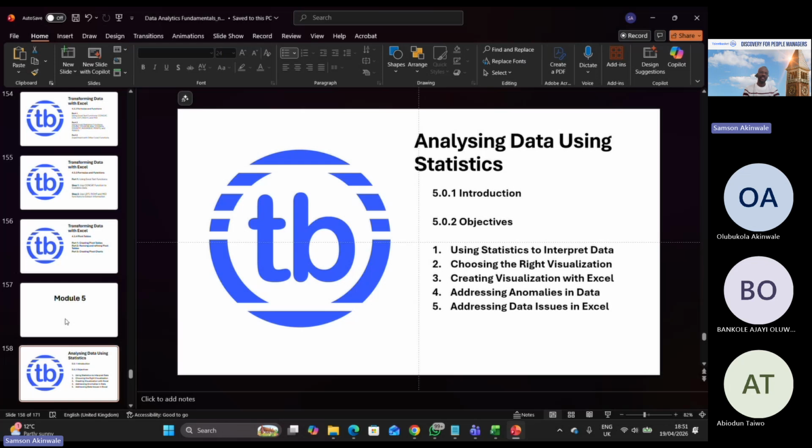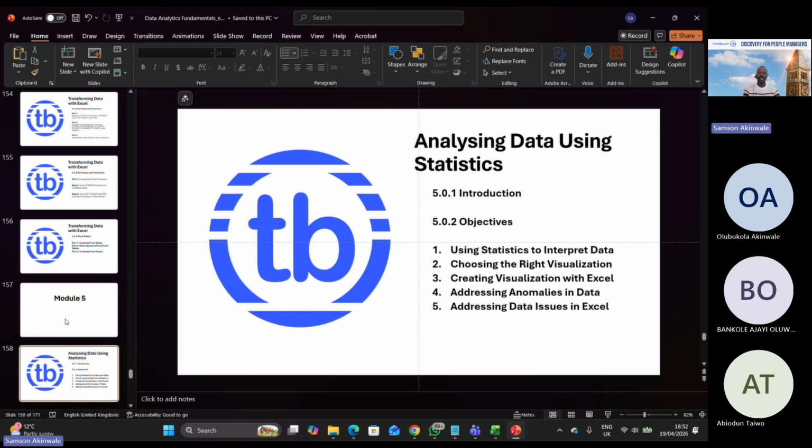I'll get into the science of data in a short while. So under this analysis of data using statistics, what are the key objectives we intend to achieve? We want to ensure, number one, that we know how to use statistics to interpret data. We want to ensure that choosing the right visualization becomes very easy.